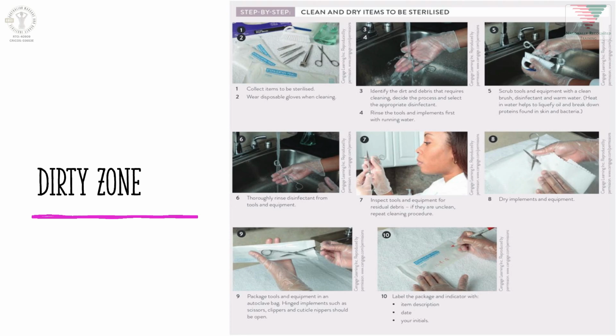7. Inspect tools and equipment for residual debris. If they are unclean, repeat the cleaning procedure. 8. Dry implements and equipment. 9. Package tools and equipment in an autoclave bag. Hinged implements such as scissors, clippers, and cuticle nippers should be open. 10. Label the package and indicator with item description, date, and your initials.